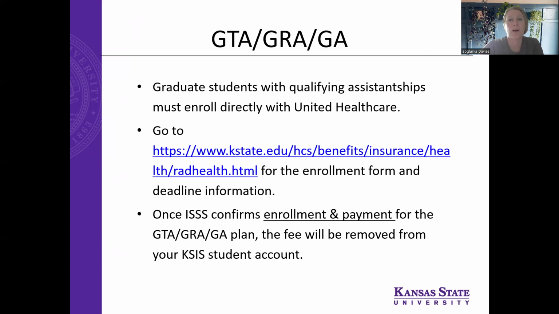Graduate students with a qualifying assistantship must enroll directly with United Healthcare. You can go to this website that you see on the screen, which is a kstate.edu HCS benefits insurance health link, and you can download the enrollment form and view the deadline information. Once ISSS confirms enrollment and payment for the GTA-GRA-GA plan, the fee will be removed from your CASES student account.